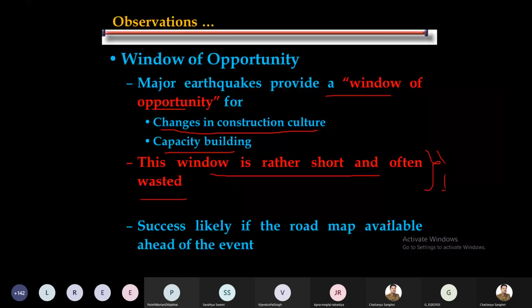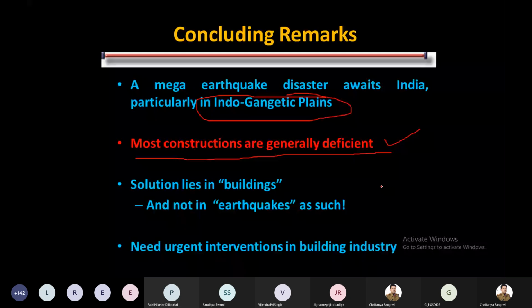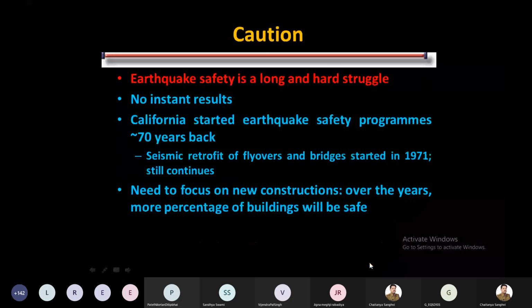So we have to say that a mega earthquake disaster awaits India, particularly in the north or northeast part, the Indo-Gangetic plains. And we know that most of the constructions are deficient, and therefore we have to be very careful, and we have to believe that the solution lies in the building, not in the earthquake. So good practice is required. The building industry has to respond to this, right? We said that earthquake safety is a long and hard struggle. No instant result is going to come.